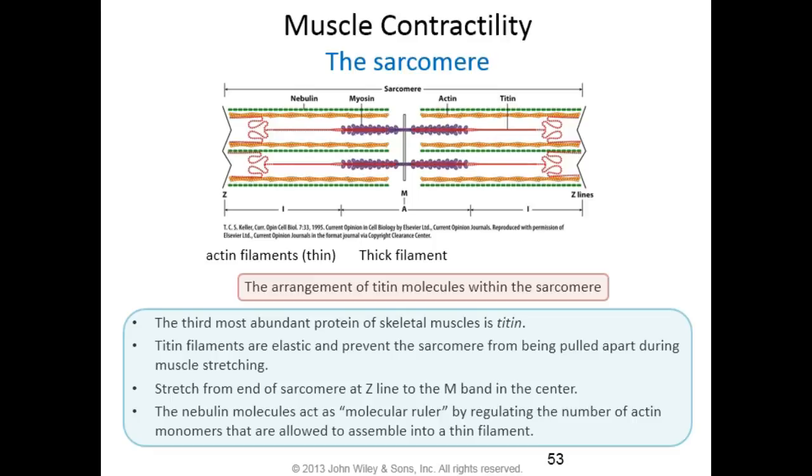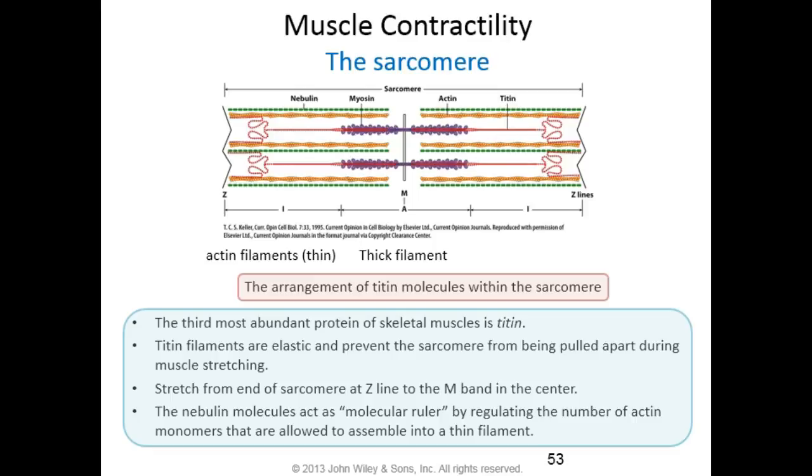So this titin molecule holds it together. They stretch from one end of the sarcomere at the Z line to the M band at the center on either side. Titin molecules originate at the M line of each sarcomere and extend along the myosin filament, continuing past the A band and terminating at the Z line. It's a highly elastic protein and stretches like a molecular spring. Certain regions within the molecule become uncoiled.